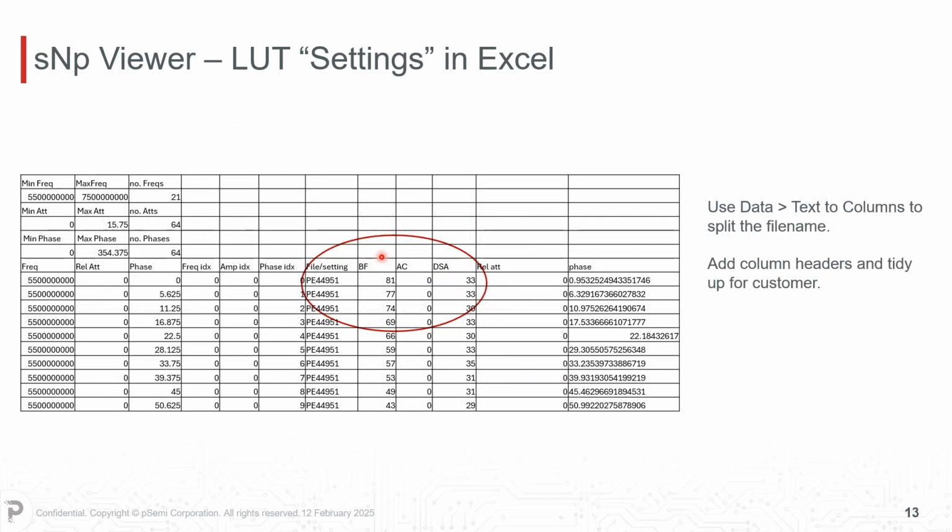So firstly, make space for the extra columns, 3 in this case, using insert columns in Excel, and then select the file setting column and use the feature text to columns to separate the columns using the tick mark as the delimiter. The lookup table is now ready for final editing before use.